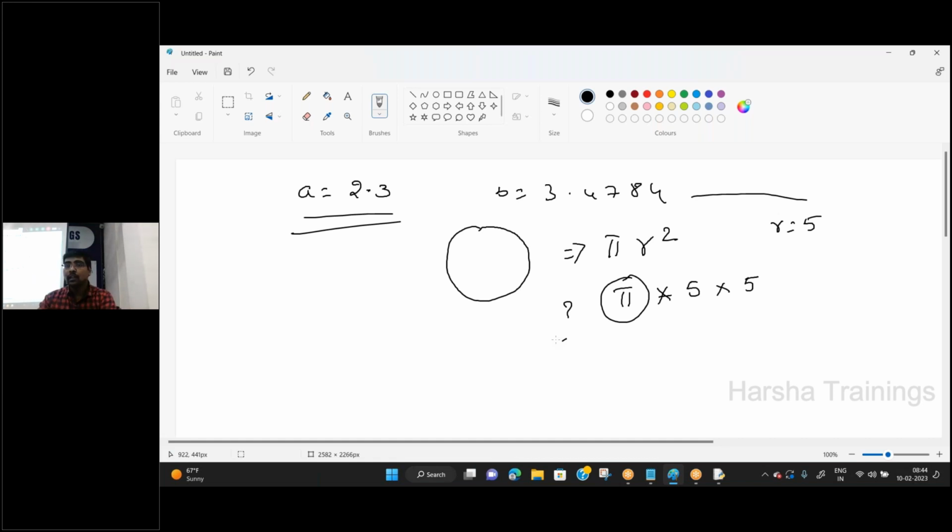Pi value is 3.14. But remember, this is not the original value. After the point, you have many digits. That is precision. Whatever digits you place after the decimal point is called precision.